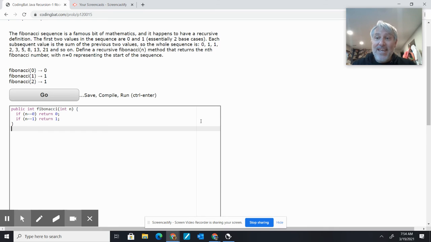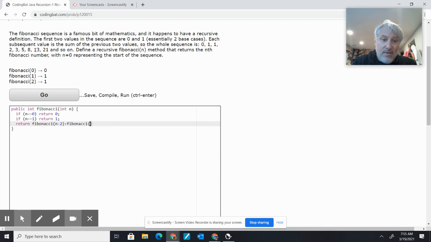All right, so we need to think about the answer, and I should have erased it, 21 is the next one, and I kind of wrote that down wrong. So 21 is 13 plus 8, and 13 is 8 plus 5. So when I return this, I want to return the 2 previous numbers. So I want to return Fibonacci n minus 2 plus Fibonacci n minus 1.